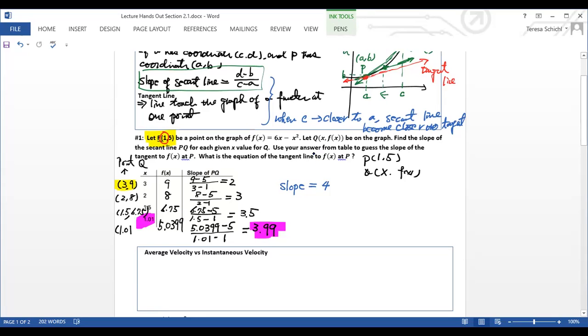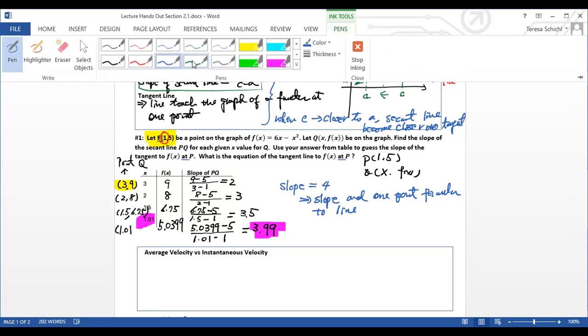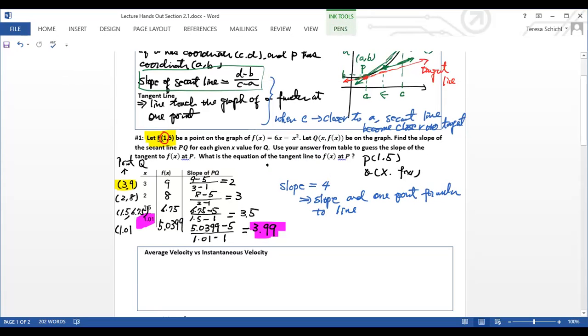Now they want to find the equation of the tangent line here. Okay, so the equation of the tangent line. I'm going to use the slope and the one-point formula, which is what you learn in algebra, to find the line, right? So the slope and the one-point formula, if you remember, will be y minus y1 is equal to the slope times x minus x1 here.